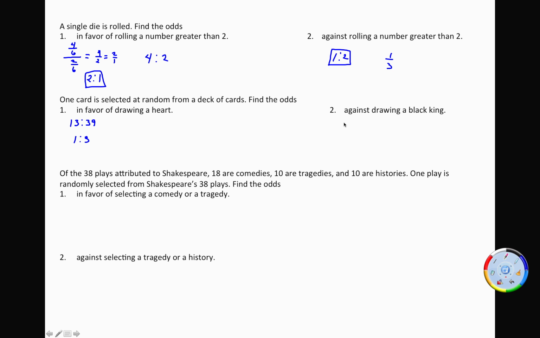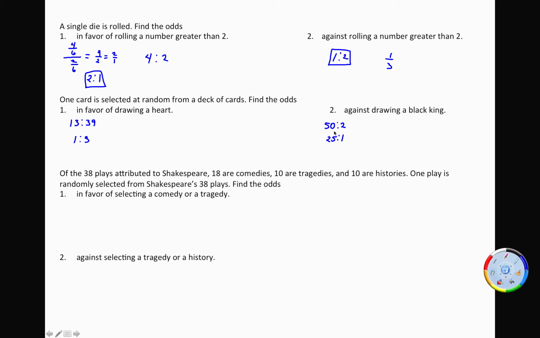Okay, find the odds against drawing a black king. So how many cards are not a black king? Well, 2 of them are a black king. So 50 of them are not a black king. And 2 of them are a black king. Right? So 25 to 1.